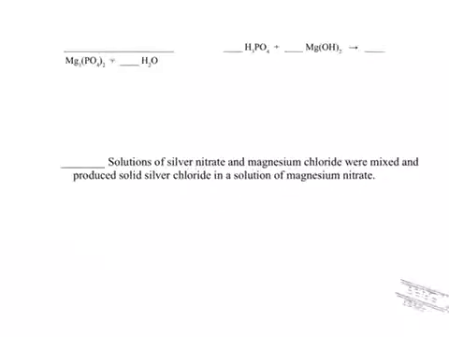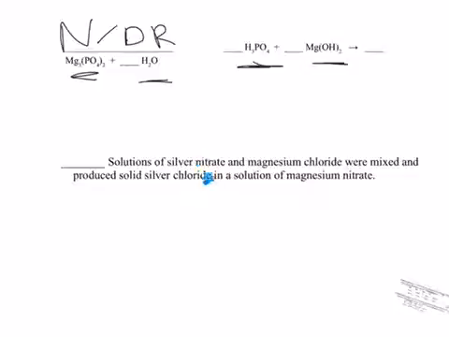What you should have noticed is that here we have an acid and here we have a base. This is our salt and this is our water. So this one is your neutralization double replacement reaction. The second example, it's two compounds and the metals are switching places, but there's not an acid and base, so it's only double replacement.